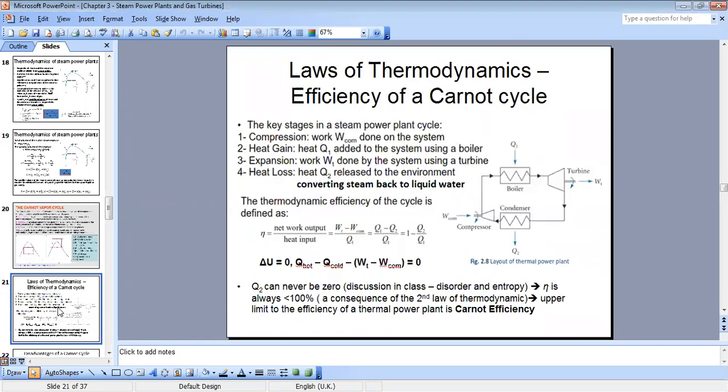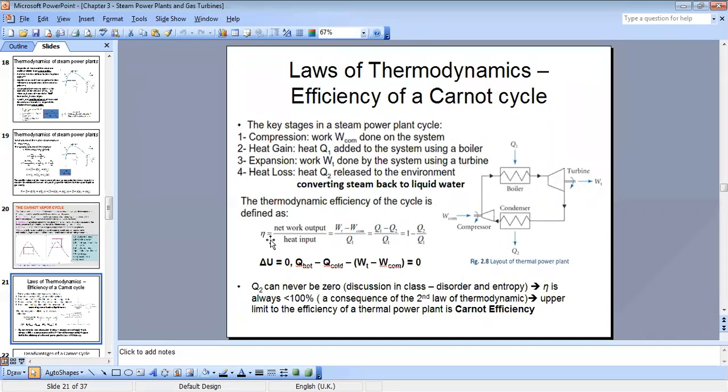But why is the Carnot cycle important? The Carnot cycle is important because it is an ideal, it will give us an ideal efficiency that we can compare our cycles with. Now, how to calculate the efficiency of the Carnot cycle? The efficiency is defined as the work output over the heat input. So here, if I take the system that I have seen in the previous slide, it's made of a compressor, a boiler, a turbine, and a condenser, as you can see here.